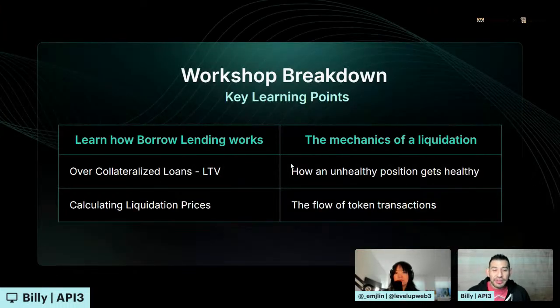So key learning points for this workshop: we're going to understand over collateralized loans and our loan to value. We're going to calculate our liquidation prices. We're going to understand the mechanics of a liquidation. Like, how does an unhealthy position get healthy, right? Someone borrowed this money, but they have some money in there, and then someone liquidates them. How do they still pay back their position, right? And then the flow of token transactions, which can be very confusing for everybody that just starts.